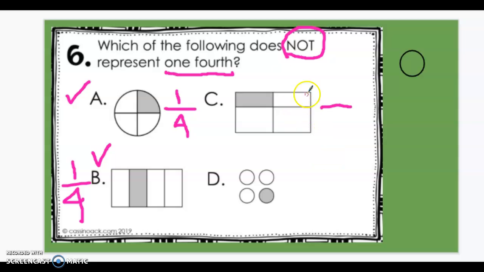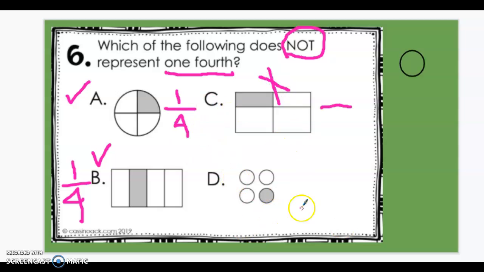There are 4 pieces, but if you have already looked at this and noticed that those are not equal in size, you are correct. So this is not going to be a fraction because your fractions are going to be equal pieces, and these are not equal pieces. So this is going to get an X.